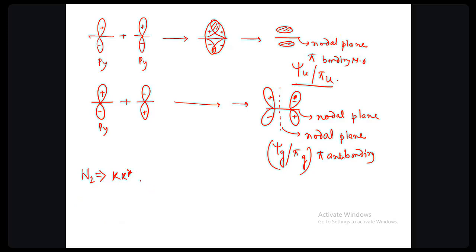Then what did we put: sigma 2s, sigma star 2s, after that pi 2py, pi 2pz, and then sigma 2px, pi star 2py, pi star 2pz, and then sigma star 2px. So these are the configuration.